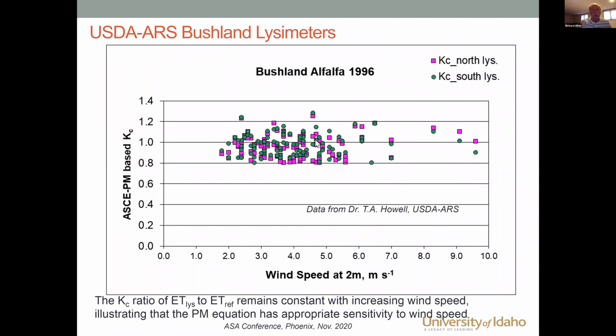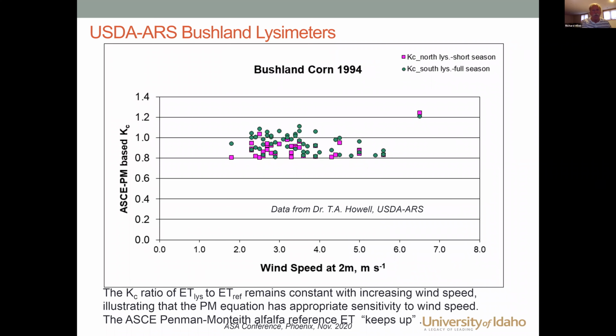Same with humidity. I just won't show those plots. If we move over to a corn crop, versus wind speed, we see a similar continuation of a KC, in this case averaging about 0.9 for the higher end of the KC. And we see that persist for some fairly high wind speeds.